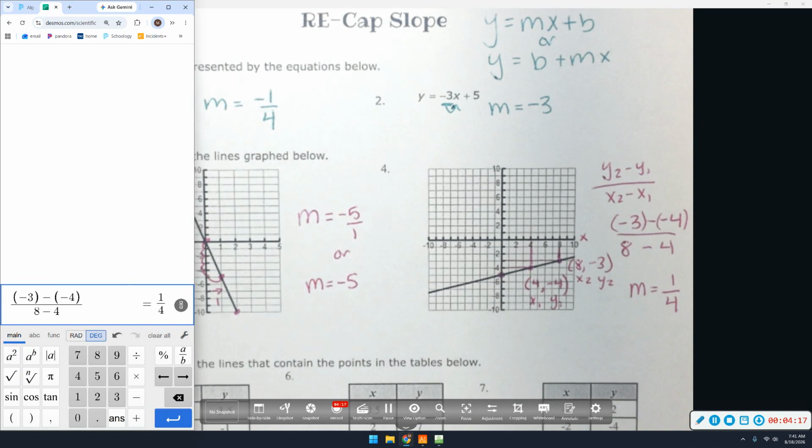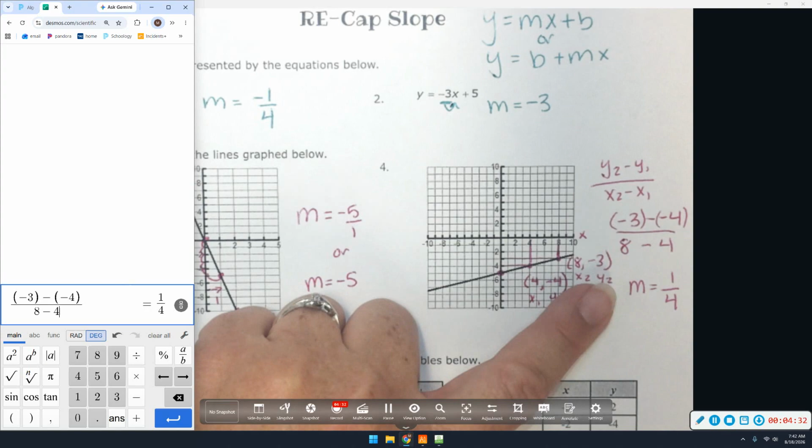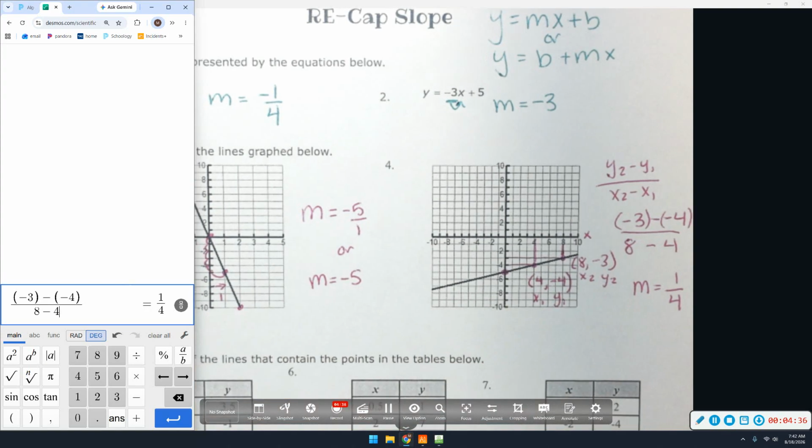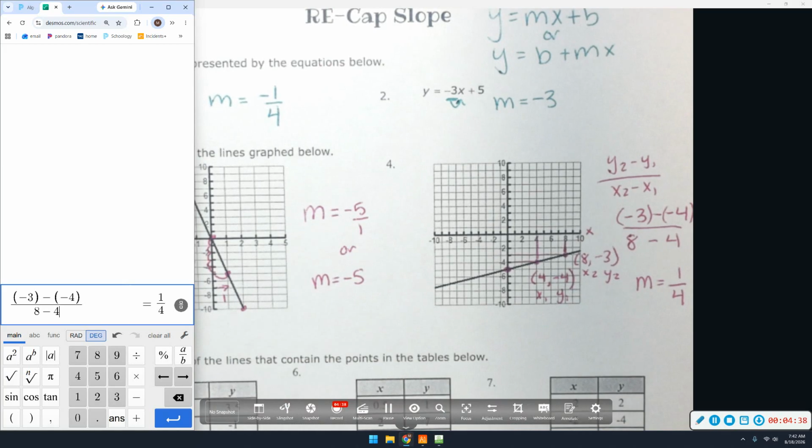Now, was rise over run faster? Yeah. The big thing with rise over run is you have to make sure your graph is counting by 1s or whatever it's counting by, yes? So if it's not counting by 1s and you're struggling to figure out what it's counting by, please use this, okay? If it's counting by 1s and you're good, do rise over run. Cool? Questions, comments, concerns? Okay, let's look at tables.